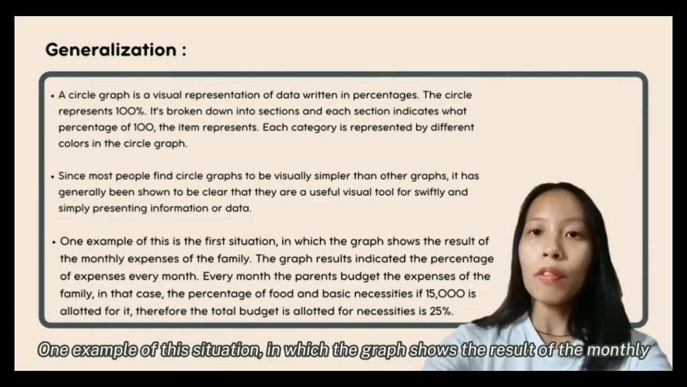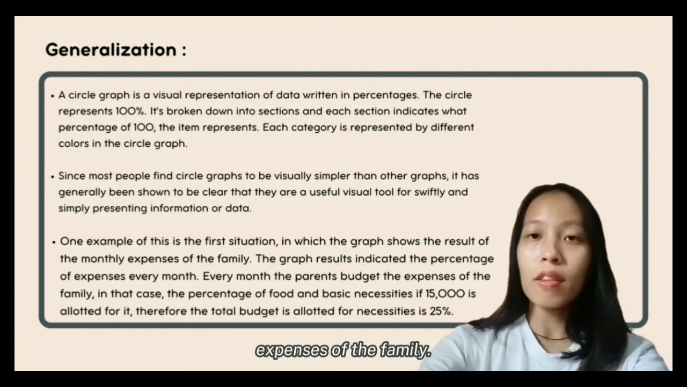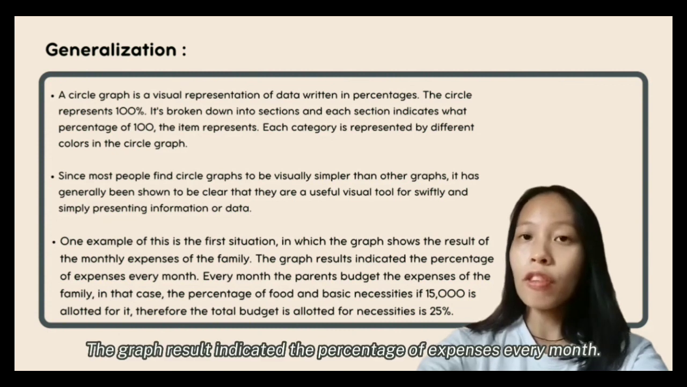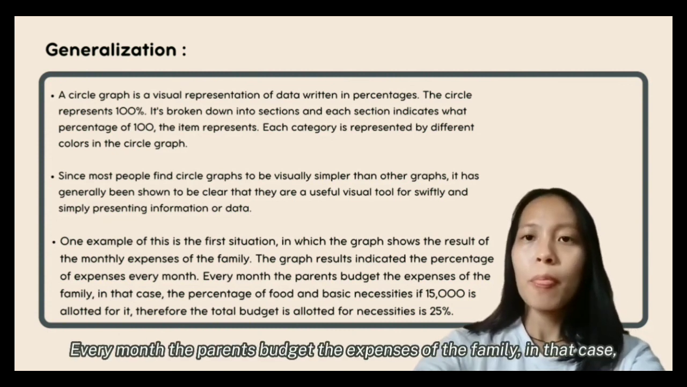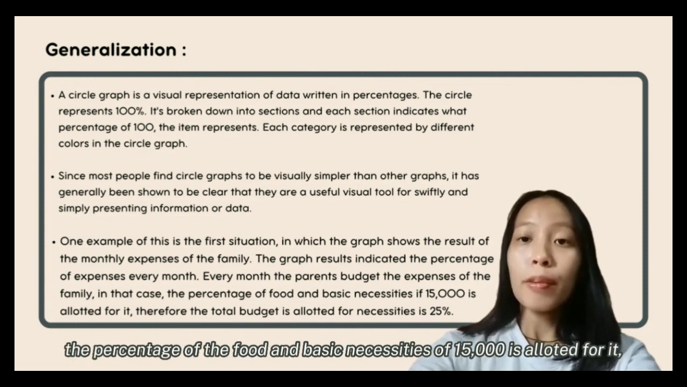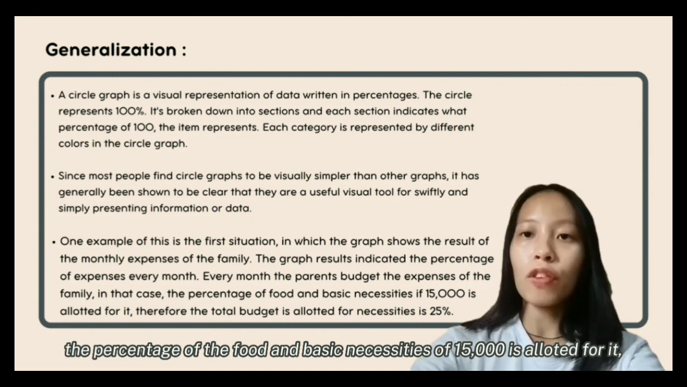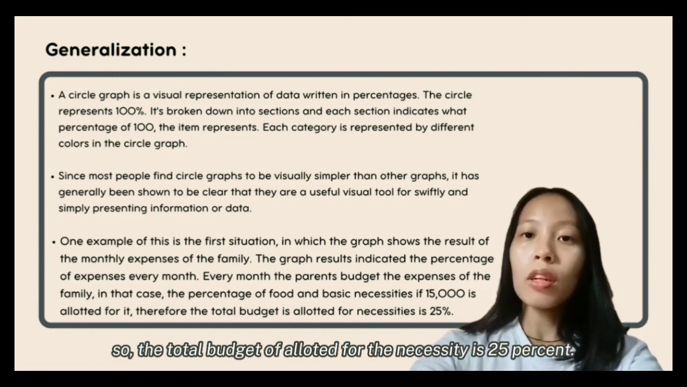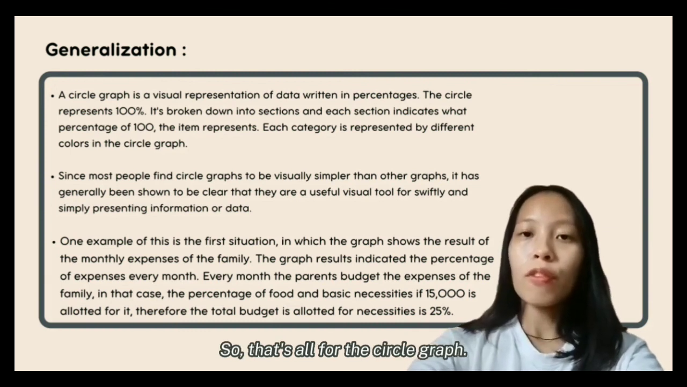One example of this situation is a graph that shows the result of the monthly expenses of the family. The graph result indicated the percentage of expenses every month. Every month, the parents budget the expenses of the family. In that case, 15,000 is allotted for the food and basic necessities. So, the total budget allotted for the necessities is 25%. So, that's all for the circle graph.